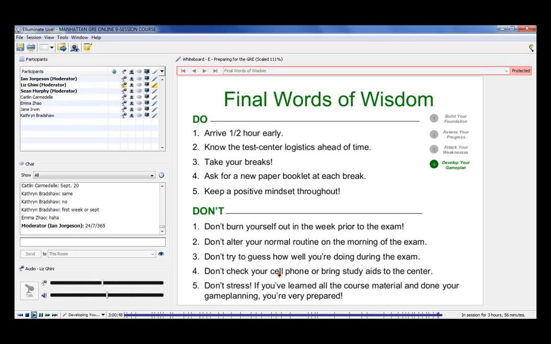Okay. You guys are going to be really prepared, much better prepared than most people going into this test. So just focus on doing what you've been doing in class and in practice, and it's going to go fine.